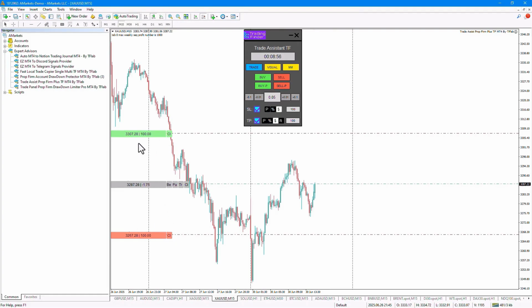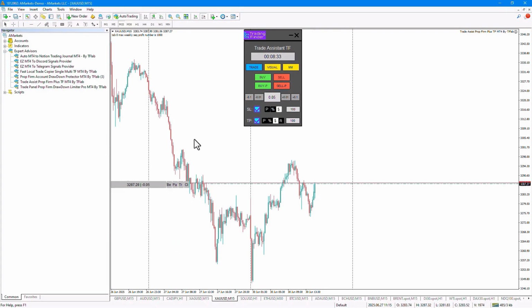The green level represents the take profit level, where on the left side you can see the take profit price, and on the right side you can view the profit amount you would gain from the trade if the price reaches this level. On the right side of each level there is a CL or close option, which when selected deactivates the levels for us.